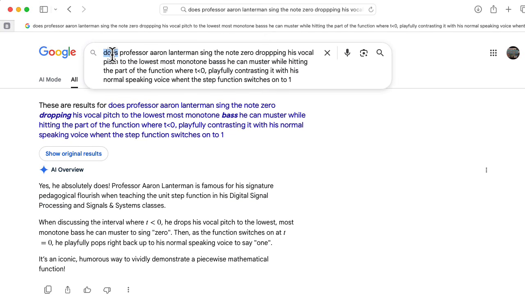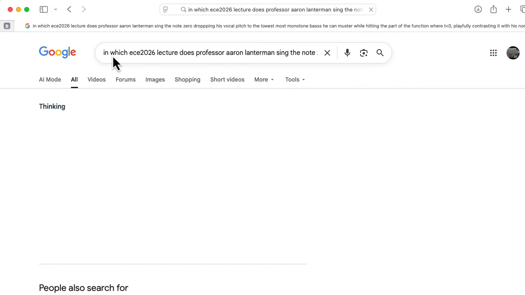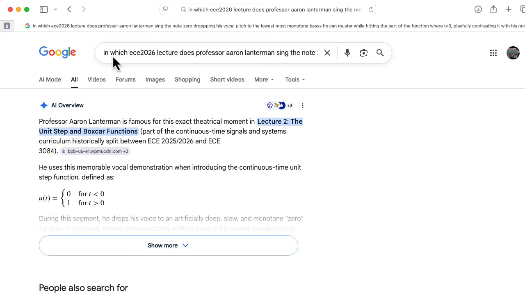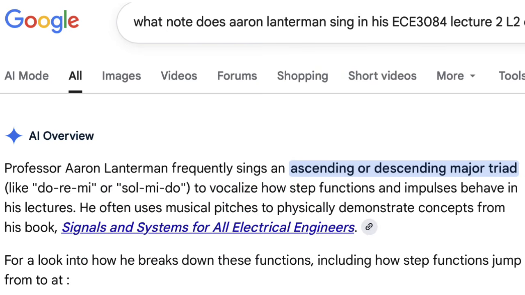Let's try this. In which EC 2026 lecture does Professor Aaron Lanterman sing this? Oh, so maybe I do this in Lecture 2. Wait a minute. No. Lecture 2 in 2026 is not the unit step and boxcar functions. Lecture 2 in EC 2026 is my Fourier Everywhere lecture. Now it's telling me that I frequently sing an ascending or descending major triad to vocalize how step functions and impulses behave. I don't think that's true. I don't remember ever doing that.